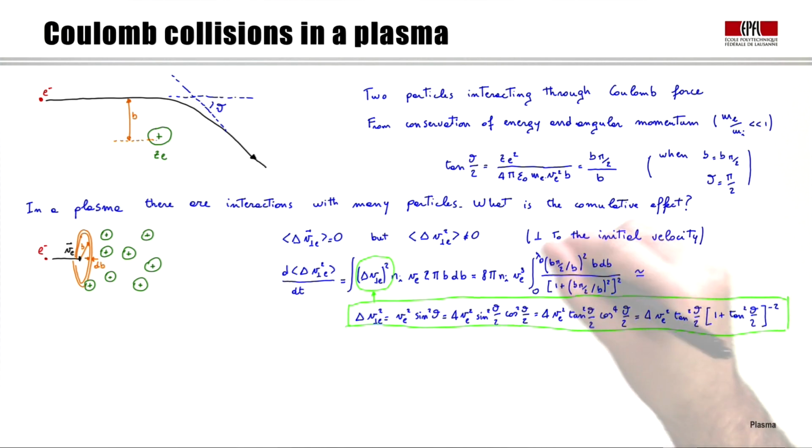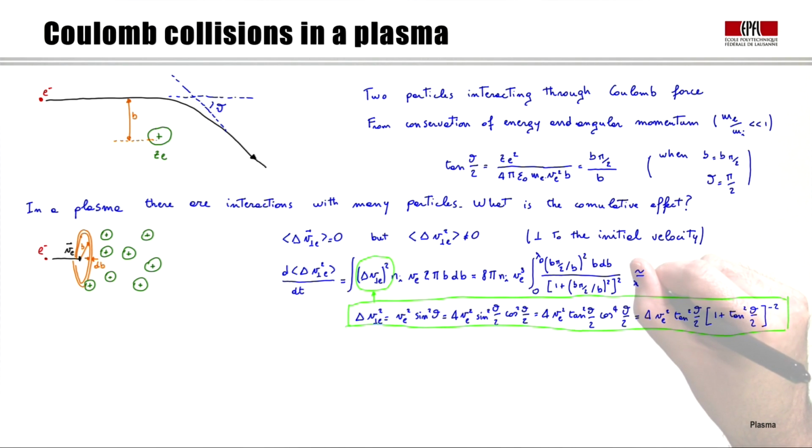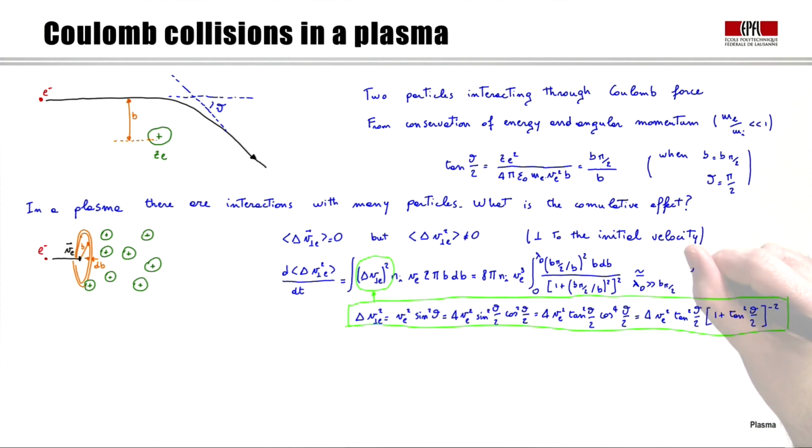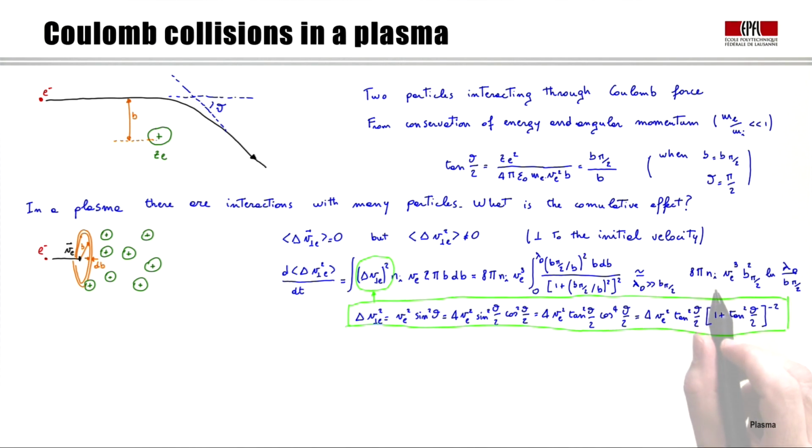And this integral can actually be solved analytically, and in the limit of the Debye length much larger than b pi over 2, it is found to be equal to these quantities, which depend on the ion density, the electron velocity, the b pi over 2 parameter, and the logarithm of the Debye length divided by the pi over 2 impact parameter.